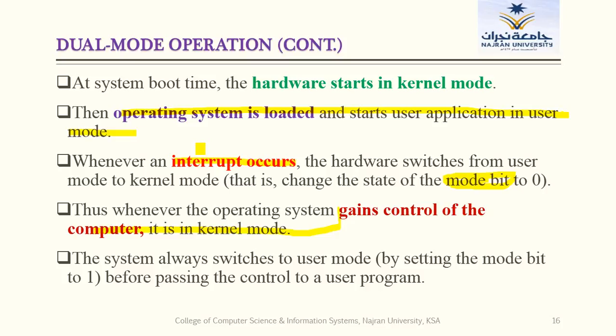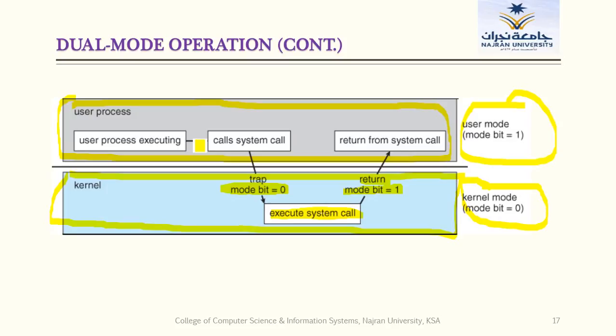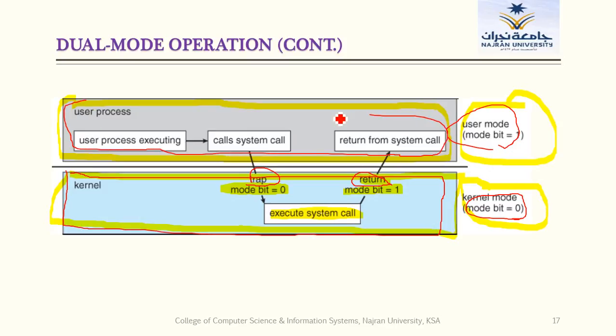So we can switch from user mode to kernel mode by setting the mode bit. If the mode bit is 1, it means we are in user mode, and if the mode bit is 0, it means we are in kernel mode. The process of moving from user to kernel mode is called trap, and moving from kernel mode to user mode is called return. Whenever the operating system has full control of the system, we are in kernel mode. When the user has control of the system, we are in user mode.